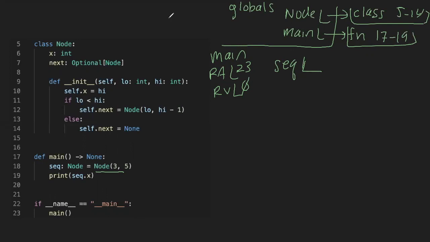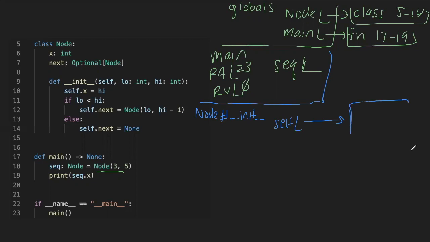So we look in the node class, and it does indeed have this init method. So we're going to go ahead and add that to our stack. So node init. All right. And so first thing we want to do with any constructor is just set up the self parameter, which is some node. And every node has an X and a next. We're not sure what they are yet. The RA is 18. The RV, since this is a constructor, is this same node.